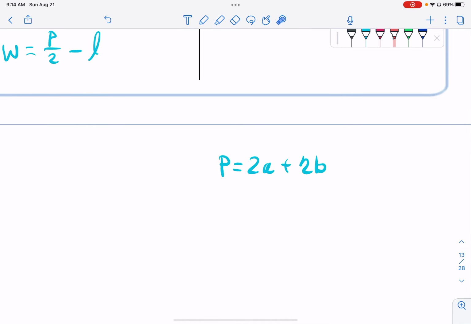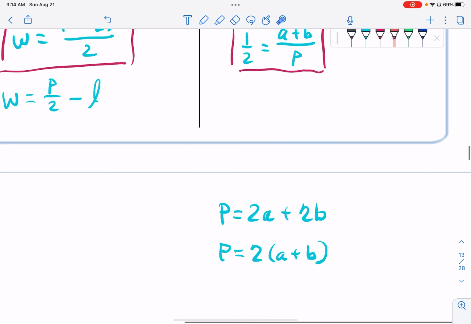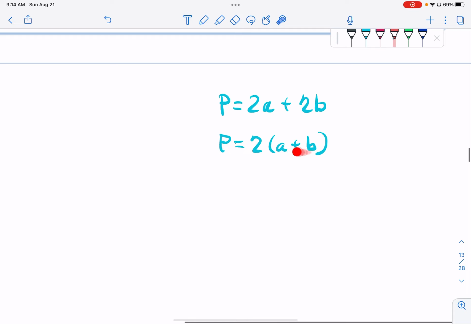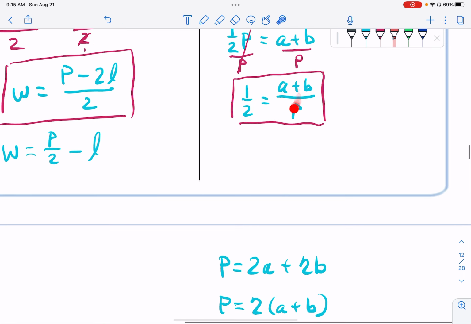There's a GCF of 2 on the right-hand side, and I can essentially use the distributive property to pull it out. Now rather than get rid of the 2 like I did before by essentially multiplying both sides by half, I'm going to get rid of the A plus B. So the A plus B is being multiplied times the 2, so I'm going to divide it over to the other side of the equation, and have P over A plus B is equal to 2. Now look at what I have right here, and let me compare it to what I have over here.